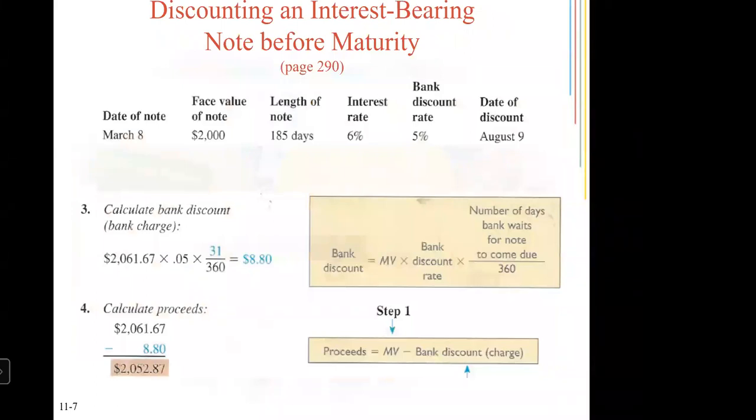So the next step now is to calculate the bank discount. So the value of the note, actually the maturity value, is 2,061.67. The bank is charging 5% for holding the note, and they're holding the note for 31 days. So we use those figures to work out the interest that they're going to charge. And in this case, it comes to $8.80.